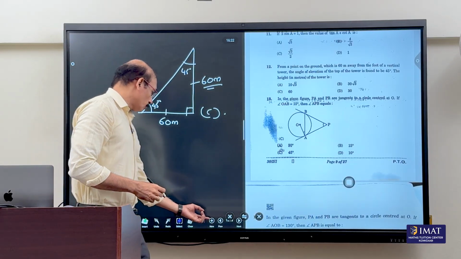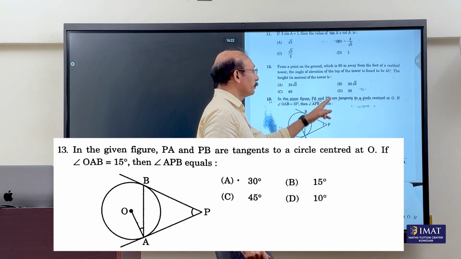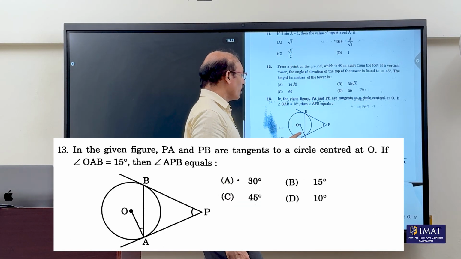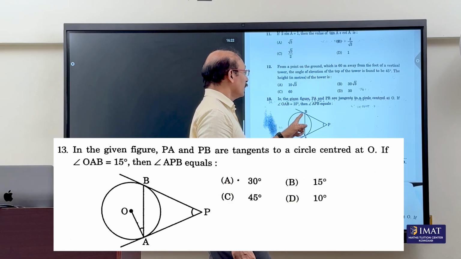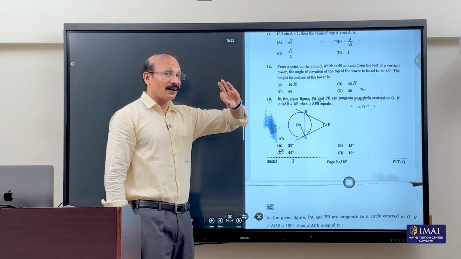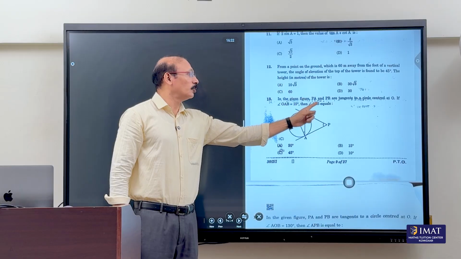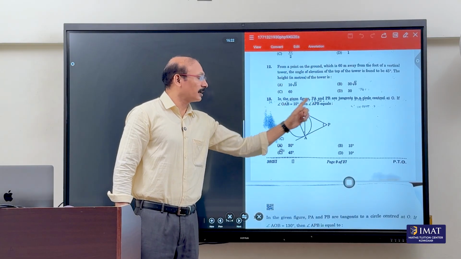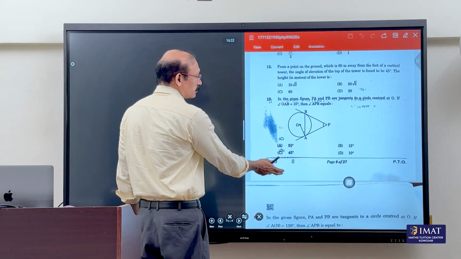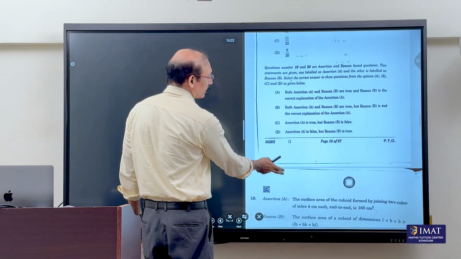Okay. Let us go to question number 13. In the given figure, PA and PB are tangents to a circle with center O. Angle OAB is 15 degrees. Then angle APB is. The same question was asked this year in the subjective part, but you have to prove there is a connection between this angle and this angle. I'll just go to that subjective question, show you that question and we'll come back to this.